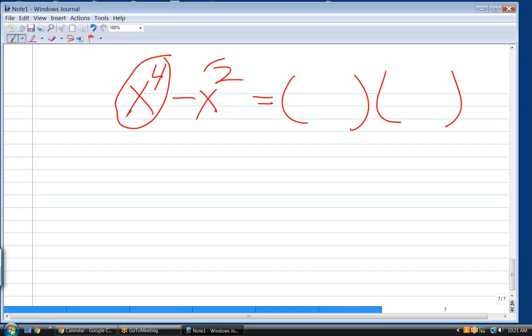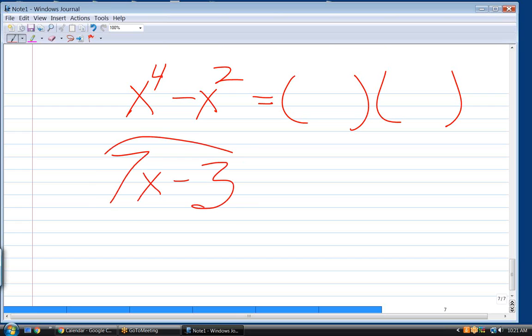That's a perfect square. That's a perfect square. If I had something like this, well, neither one of those is a perfect square. So I wouldn't be able to apply it. We have to have perfect square numbers. So what's the answer?